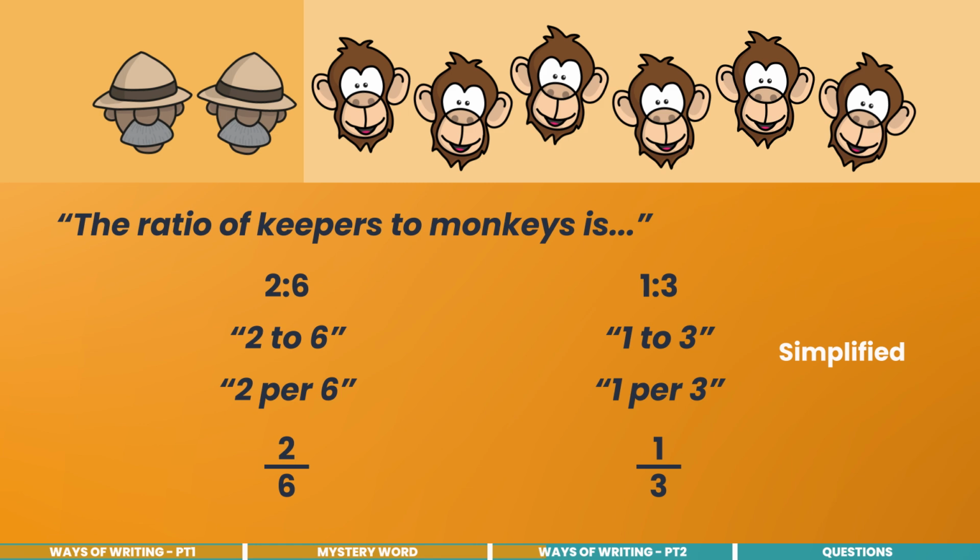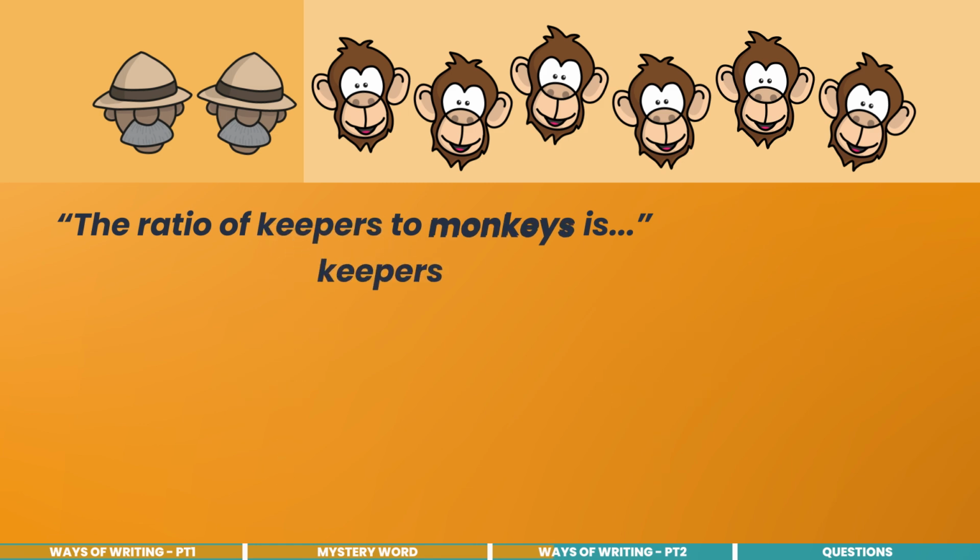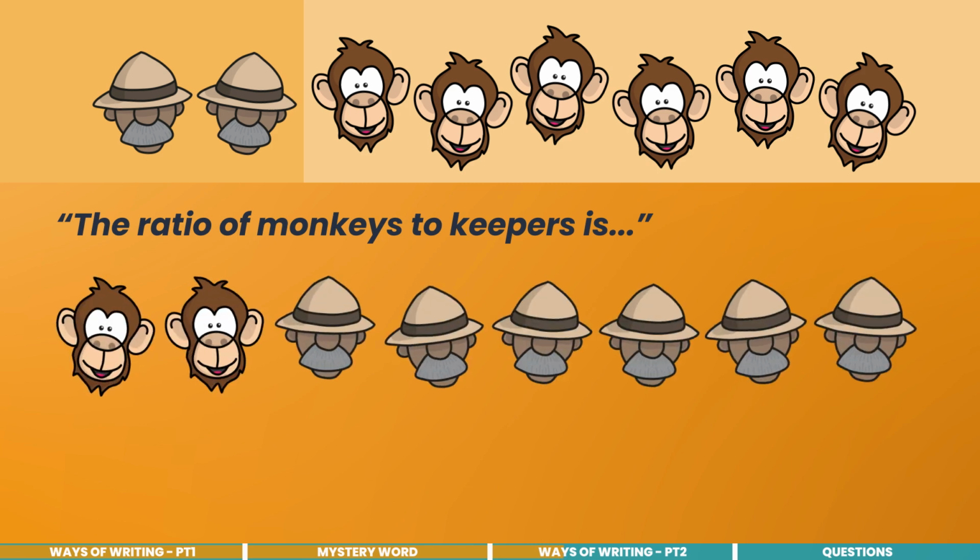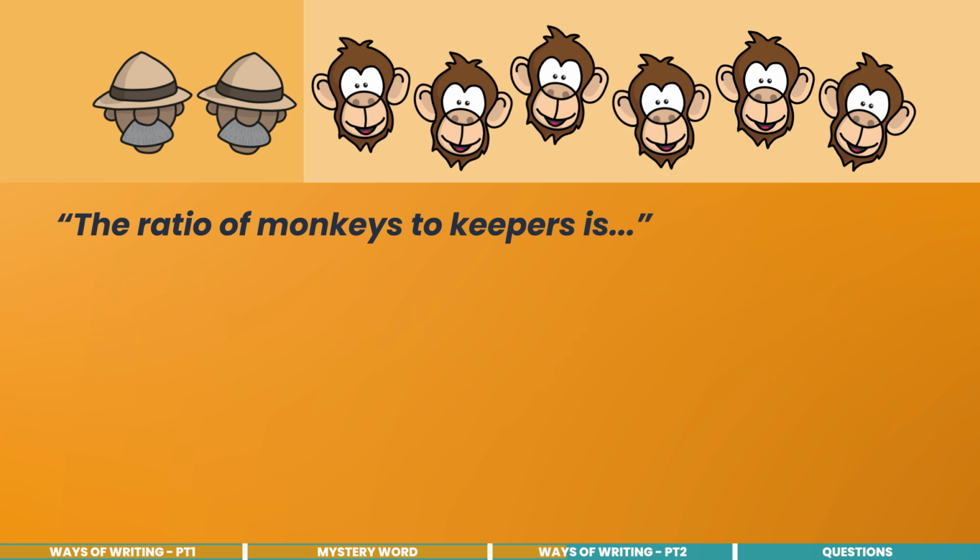The order of objects in a ratio is important. The question wording might swap the order. So we might have the ratio of monkeys to keepers is... We can't just write 2/6 because that would imply we have 2 monkeys and 6 keepers, which we don't. Hence, we need to ensure we write the numbers in the correct order. So we would have 6 monkeys to 2 keepers, 6/2, 6 per 2, and 6/2 in fraction format.